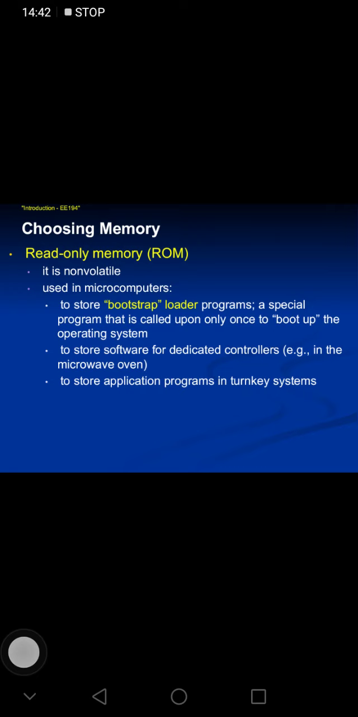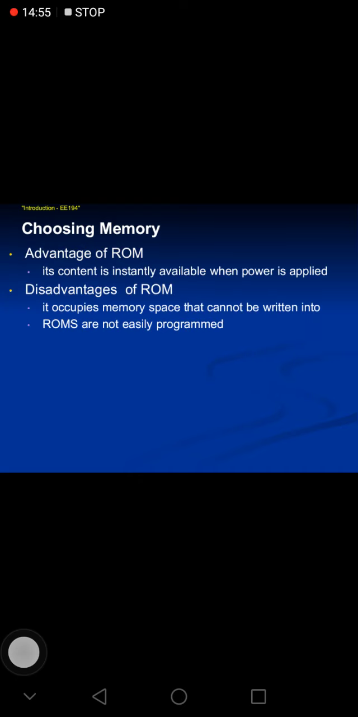As its name suggests, it only reads. You can only read those data that are stored on read-only memory. Okay? So tapos the advantage of ROM, its content is instantly available when power is applied. Okay? So kumbaga ito yung mga memories na hindi nawawala yung data mo, okay, even if the power is not applied. So the disadvantage of ROM or read-only memory, it occupies memory space that cannot be written into. ROMs are not easily programmed. Okay?